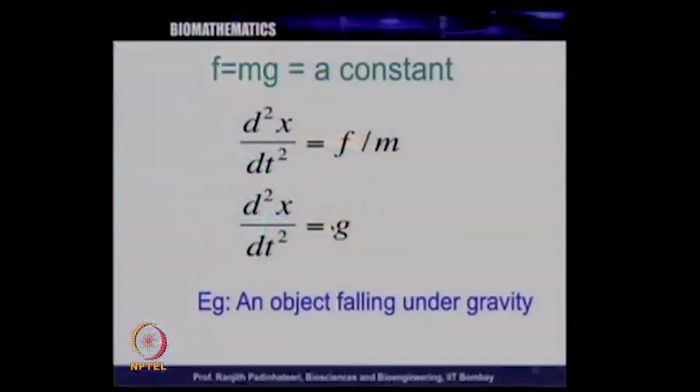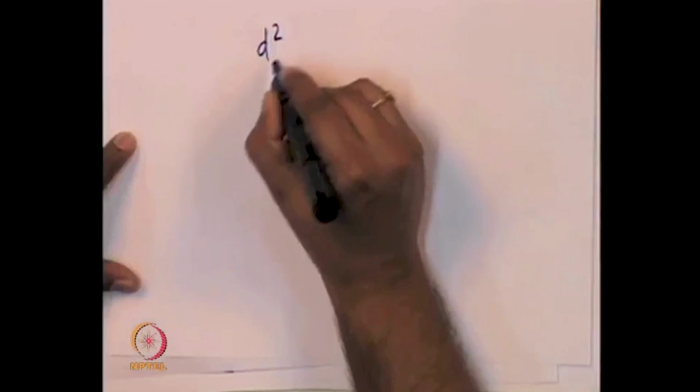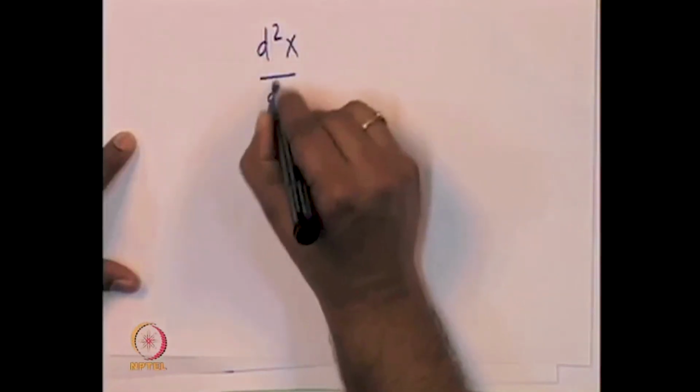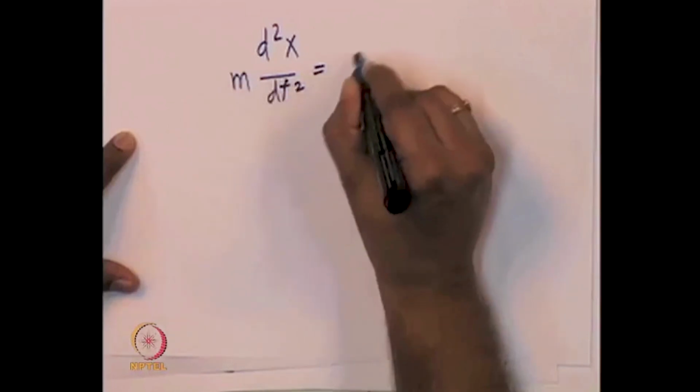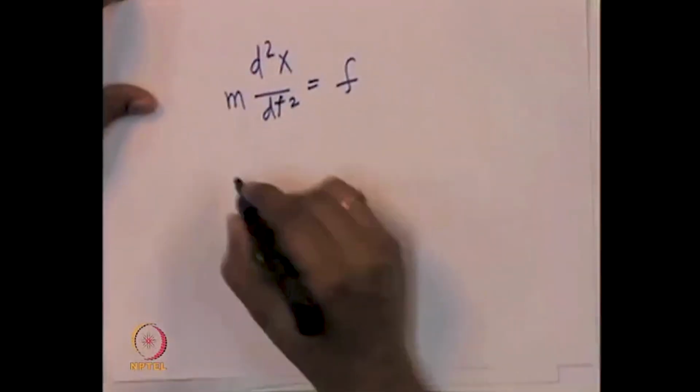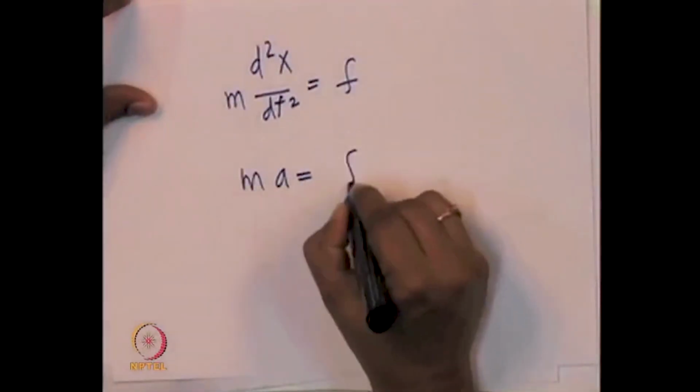So, let us see an example. We can think of an example which is d square x by dt square equals some constant, f by m. Here f is a force. Newton's equation is essentially, as you all know, m times d square x by dt square equals f. This is called Newton's equation. You all know that f is equal to ma.